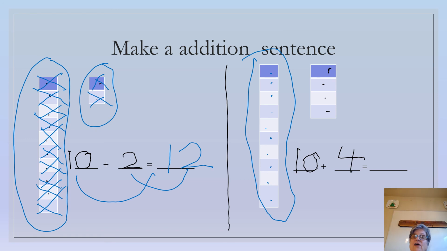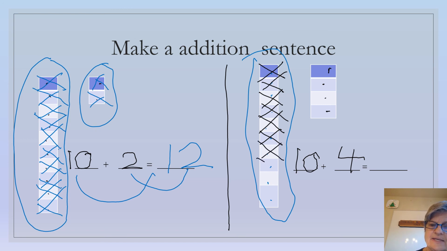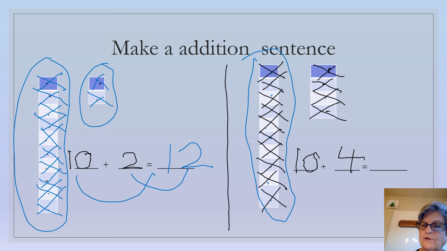I'm going to do the old-fashioned way by counting them all at one time. Let's begin. Go 1, 2, 3, 4, 5, 6, 7, 8, 9, and 10, 11, 12, 13, and 14. So I write 14.